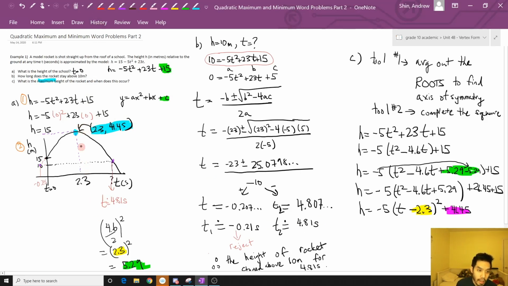So now we can answer this question. When does this rocket hit the maximum height? At 2.3 seconds. And what is the maximum height? It's 41.45, that y value or h value right there. So the max height is 41.45 meters and occurs 2.3 seconds after being launched.